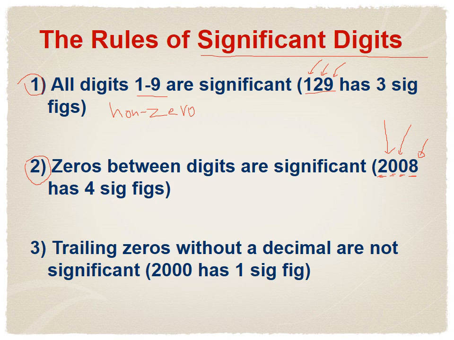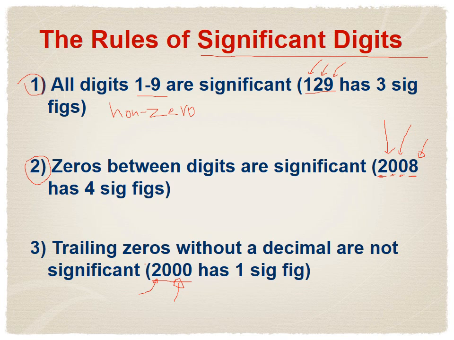Now, trailing zeros without a decimal are considered not significant. If we look at 2000, the 2 is significant because it's a non-zero digit. And since there's no decimal afterwards, these other zeros here are not considered significant digits.